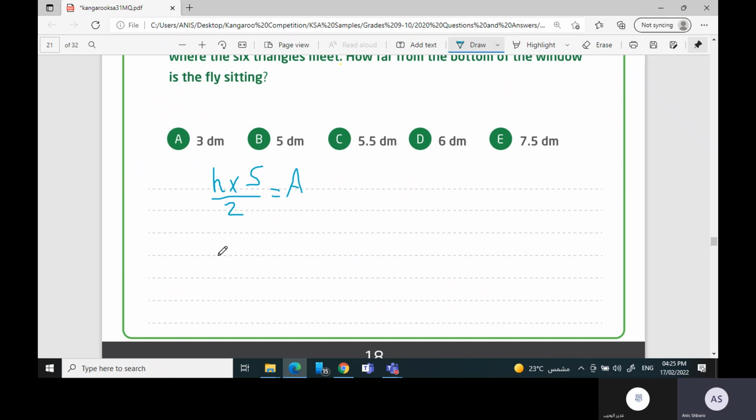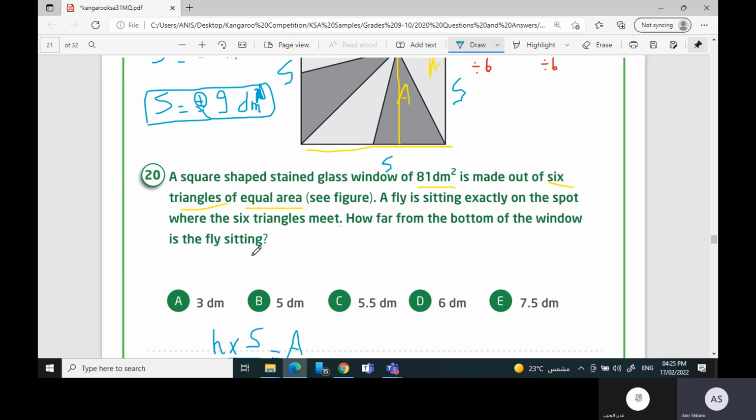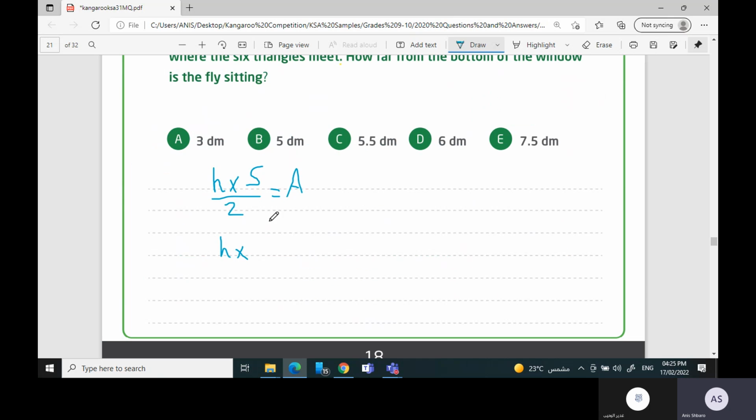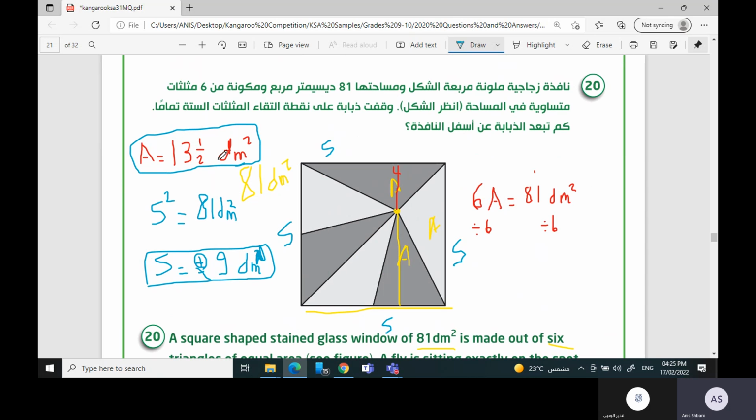Now, H, we don't know it yet, but we know S. So multiplied with S, which we calculated is 9. I'm not going to write the unknowns here because H will be in terms of decimeter and S is already in terms of decimeter, and area is in terms of decimeter power 2. So they are divided by the same term on both sides, and we can get rid of them. So 8 multiplied by 9 over 2 is equal to the area, which is, let's go back up, 13 and a half.